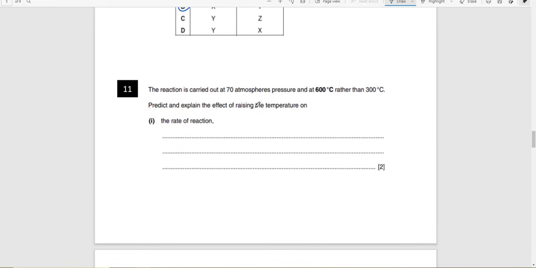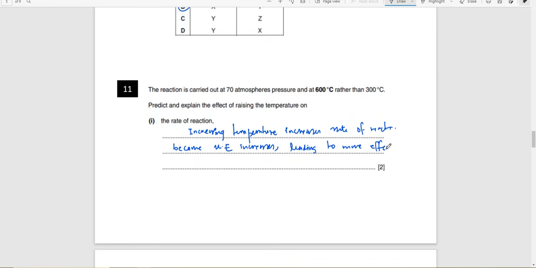Predict and explain the effect of raising temperature on rate of reaction. Increasing temperature increases rate of reaction, because KE increases, leading to more effective collisions.